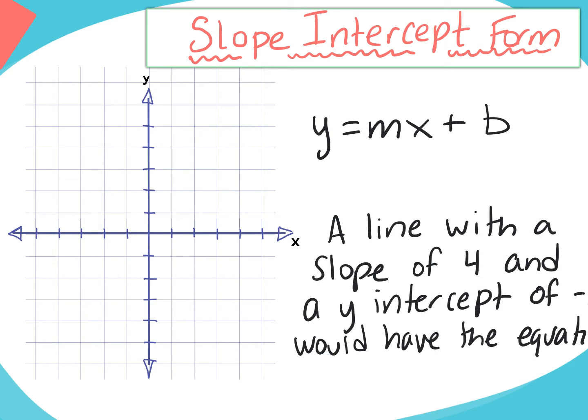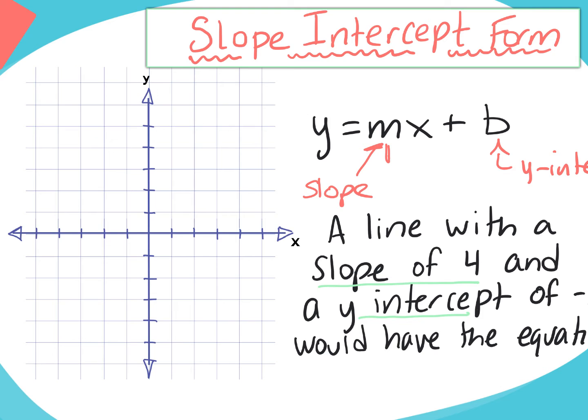And since you have an assignment to follow, you might want to copy this down. A line with a slope of 4, so it's important to remember the slope is that letter m. So that would be your slope, and a y-intercept of -2. So again, remember your y-intercept is that b. That's where it crosses the y-axis.